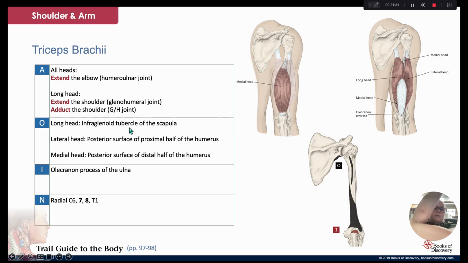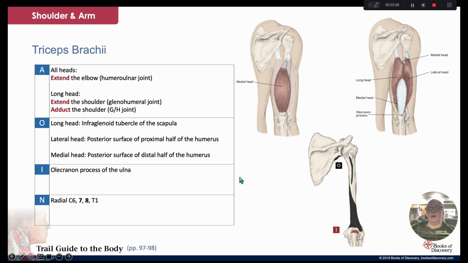Anyhow, that lateral side, the lateral head, will originate on the posterior surface of something called the proximal half of the humerus. You're like, what's that mean? Proximal is always towards the heart. Distal is away from the body, right? So proximal, the upper half of the humerus. So that top half of the humerus. The medial head will originate on the posterior surface of the distal half. So one's on the upper half here, and the other is on that distal half here.